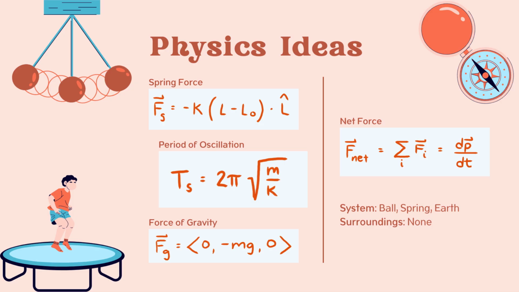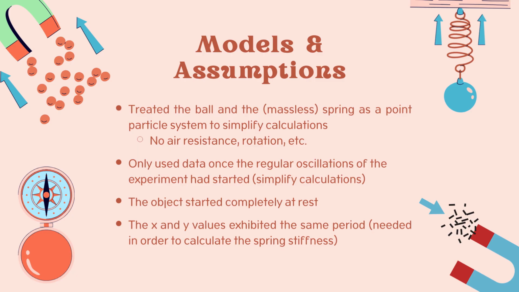To determine the stiffness of the spring, I used the average period of oscillation between the x and y direction to calculate spring stiffness. My system was the ball, spring, and earth, which means there was considered to be nothing in my surroundings. Models and assumptions.